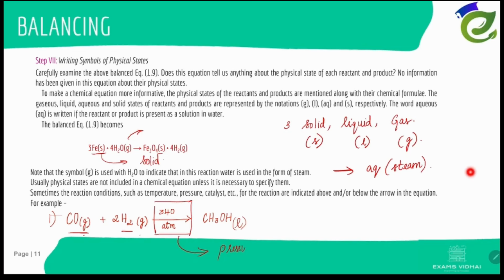Therefore, a few equations have conditions, like pressure condition, they might have temperature condition, or they may require some kind of catalyst for the reaction to take place. What is a catalyst? A catalyst is a requirement to speed up the reaction or to slow down the reaction, to produce methyl alcohol, that is CH3OH, and this is in liquid form, that is represented by this L. Therefore we are seeing a change in state, that is from gas to liquid.